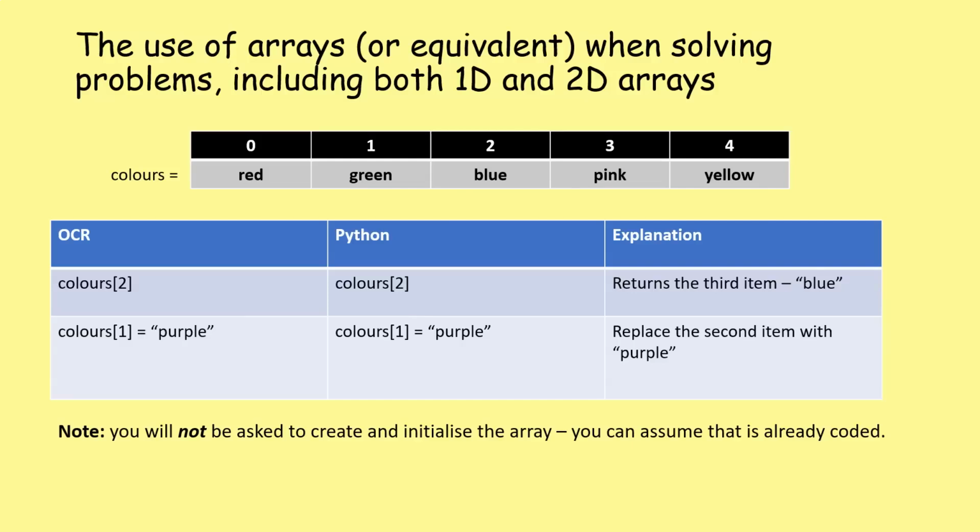We can also replace the contents of something that's already in an array simply by saying colors[1] equals purple. That will find the first position, well, second really, in the array, which is currently green, and that would replace that with purple. So it would now be red, purple, blue, pink, and yellow, because whatever is in index position 1 gets replaced with purple. So green is out, purple is in.